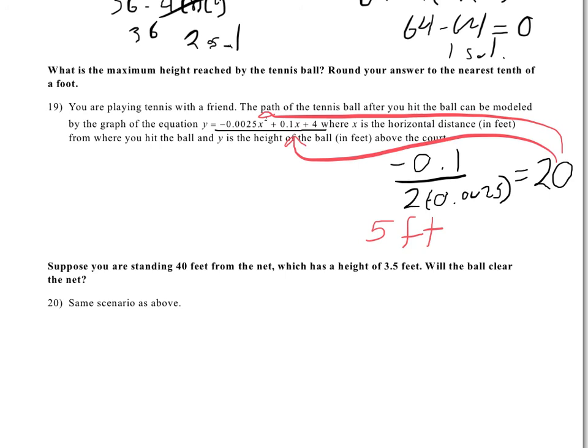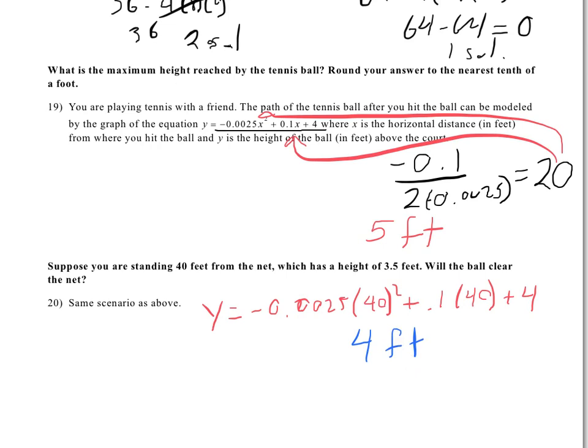All right, now the bottom one here. Suppose you are standing 40 feet from the net, which has a height of 3.5 feet. Will the ball clear the net? So in other words, I'm going to plug 40 in everywhere. So y is equal to negative 0.0025 times 40 squared plus 0.1 times 40 plus 4. Now, again, if you plug this in here, believe it or not, it's kind of weird how this works, but the ball does actually end up being 4 feet in the air at that time.